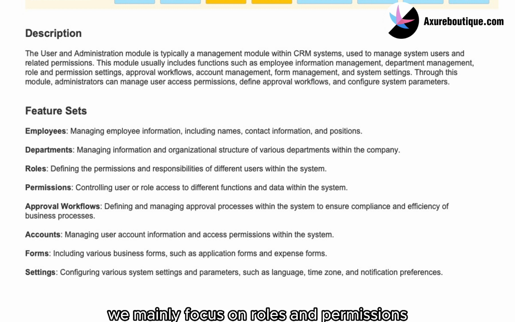In this course, we mainly focus on roles and permissions. Depending on the specific circumstances of different companies, data such as employee and departments, which are typically managed in the OA system, may not be managed within the CRM system. We will begin by learning how to create roles.